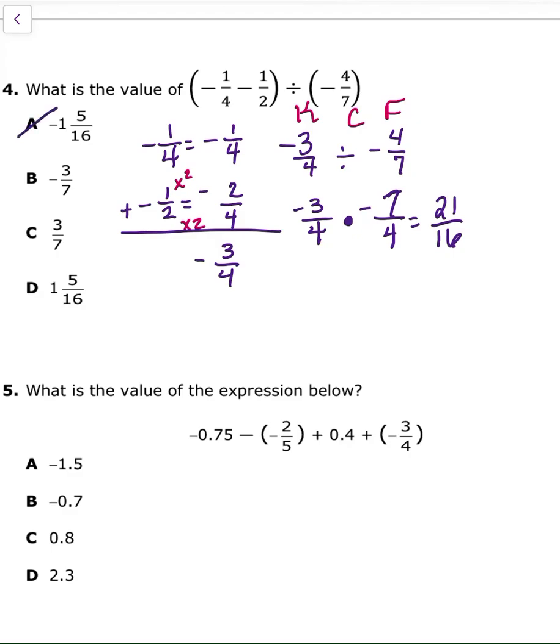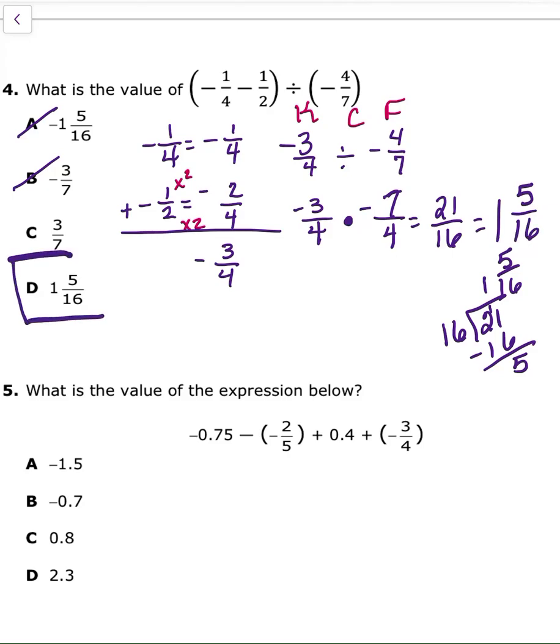So that means I can cross out A and B. And then that's improper, so I'm going to have to divide it. So 21 divided by 16 goes once. Subtract, we get 5. Your remainder becomes your numerator, and your denominator stays the same. So our answer is D.